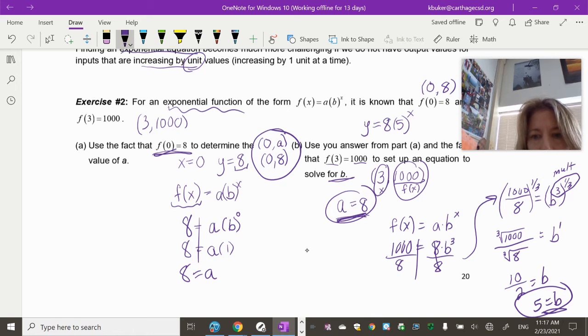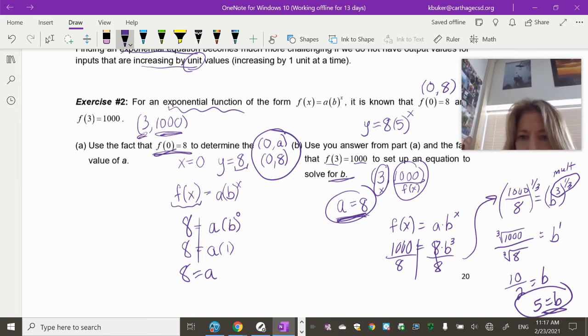And I could also substitute my 3 in for x to get the 1,000. So I could say 5 to the 3rd power, which is 125, multiplied times 8, 125 times 8 is 1,000, and that checks. So I know that this equation is valid because if I substitute my ordered pairs, they will work in this equation. I can also just graph this and check the table. Okay, check the points and make sure those 2 points are on my graph.